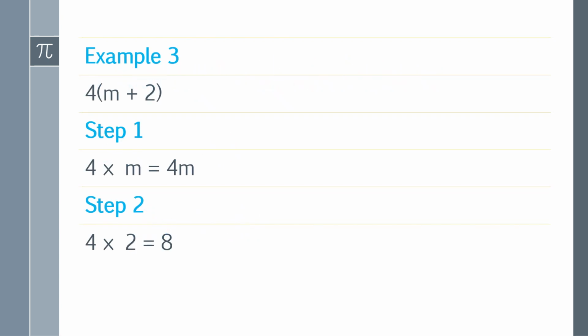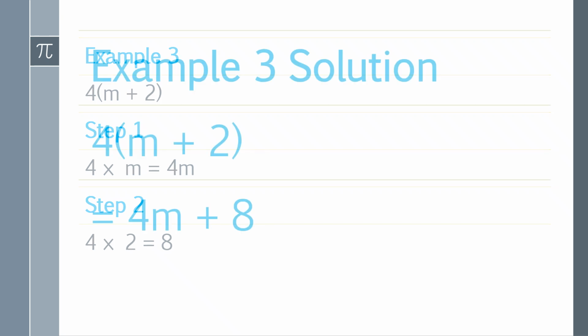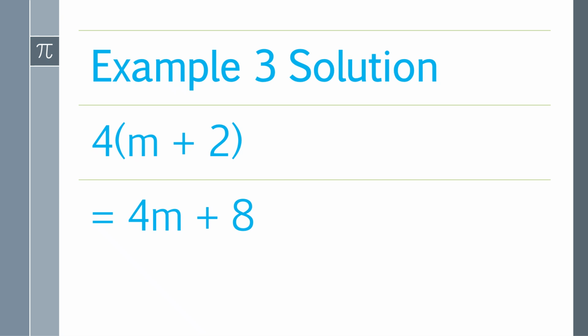Let's look at example 3. We have 4 times m plus 2 in brackets. First, multiply 4 by m. 4 times m equals 4m. Next, multiply 4 by 2. 4 times 2 equals 8. Now we can combine our answers. 4m plus 8. Therefore, 4 times m plus 2 in brackets equals 4m plus 8.